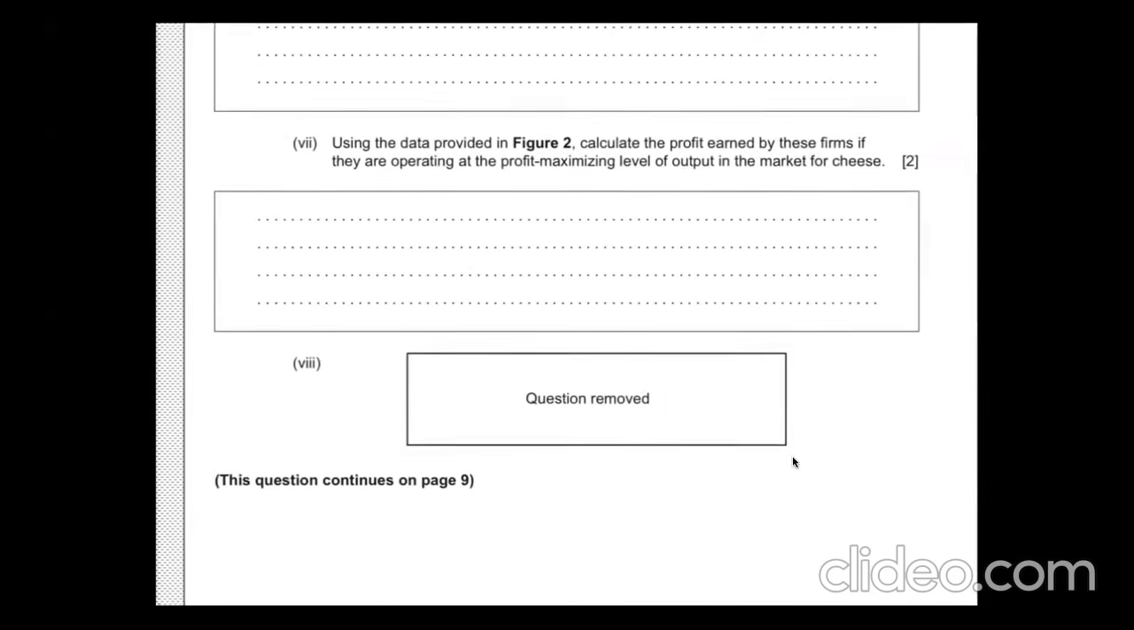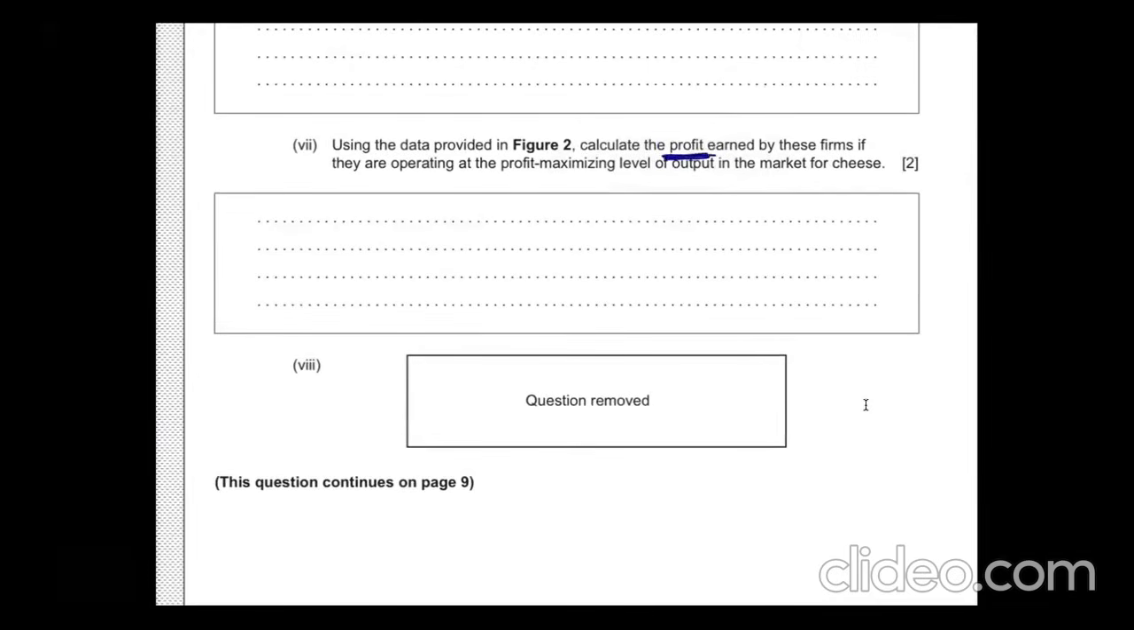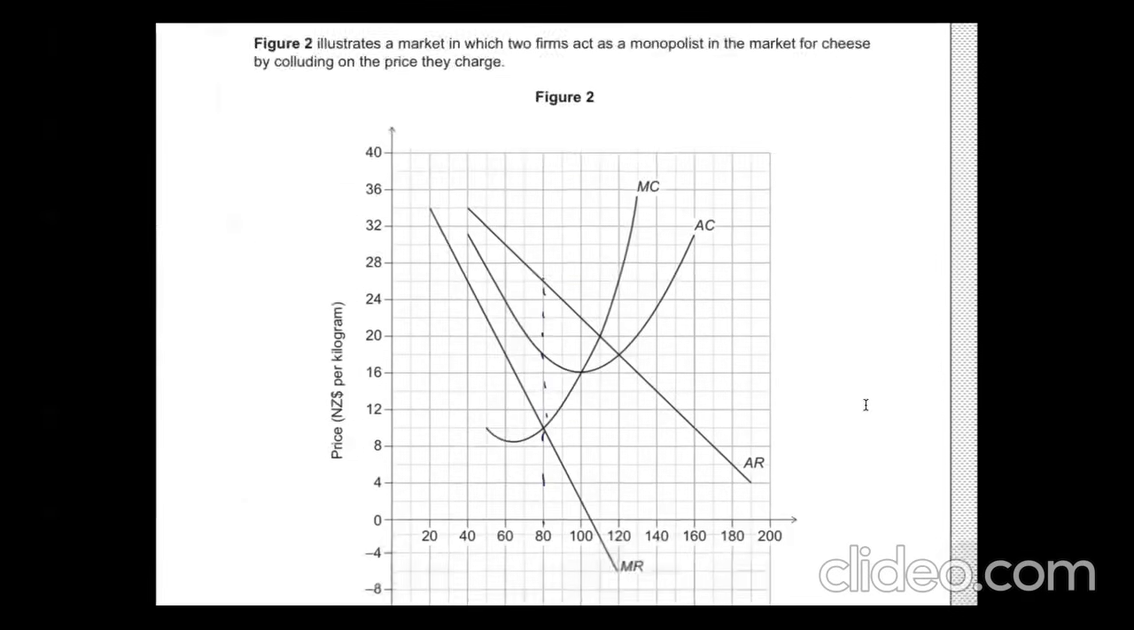Next question. Using the data provided in figure 2, calculate the profit earned by these firms if they are operating at the profit maximizing level of output in the market for cheese. I just talked about the profit maximizing point. How much was it? 80. So we're going to calculate the profit for the firms. The profit is going to be price minus cost. So I can say that at the profit maximizing point, which is MR equals MC, it's here, which is 10.